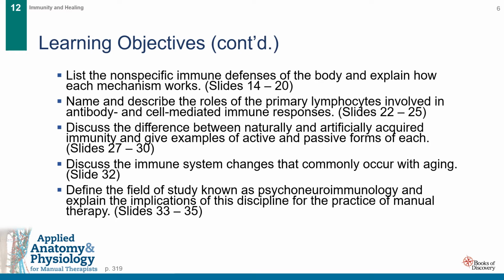List the nonspecific immune defenses of the body and explain how each mechanism works. Name and describe the roles of the primary lymphocytes involved in antibody and cell-mediated immune responses. Discuss the difference between naturally and artificially acquired immunity and give examples of active and passive forms of each. Discuss the immune system changes that commonly occur with aging, and define the field of study known as psychoneuro-immunology and explain the implications of this discipline for the practice of manual therapy.